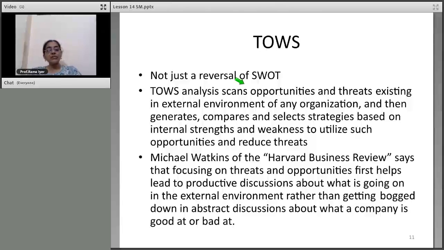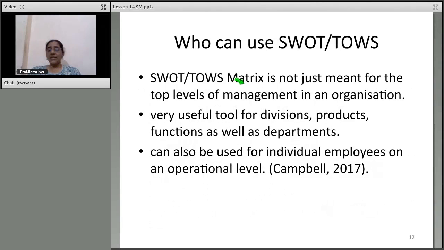SWOT analysis is a tool for audit and analysis, that you have something, and how do I use what I have to get what I want. But companies will use it. So you can use SWOT at the beginning of the planning process, and the TOWS can come later as one decides how to go about ahead. So both will be used by companies only.